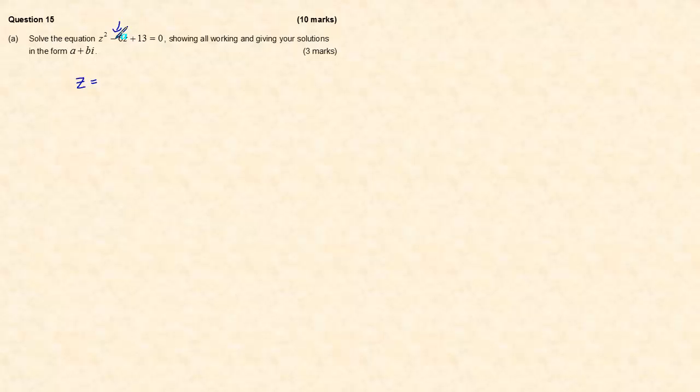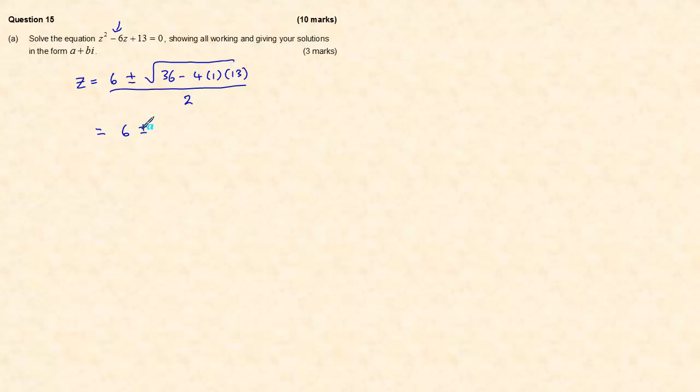minus b, so the opposite of b, so that's going to be 6 plus or minus the square root of b squared, so that's 36, take away 4 times 1 times 13, all over 2 lots of 1.